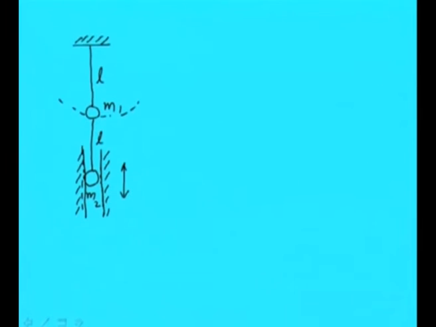The length of this chord is also L; both chord lengths are L, and the masses are m1 and m2. We need to obtain the equation of motion of this system, and also the natural frequency. So let us give a displacement theta to the upper pendulum, so that it occupies this position, and this is the lower pendulum position.